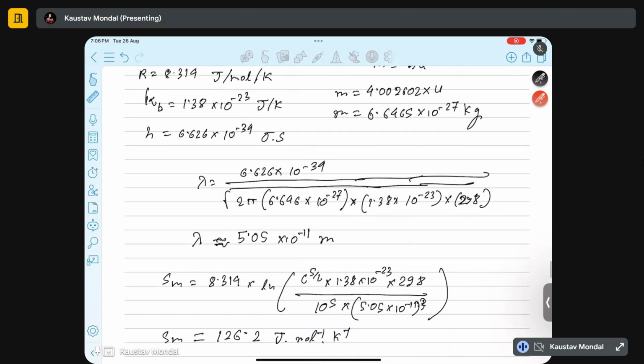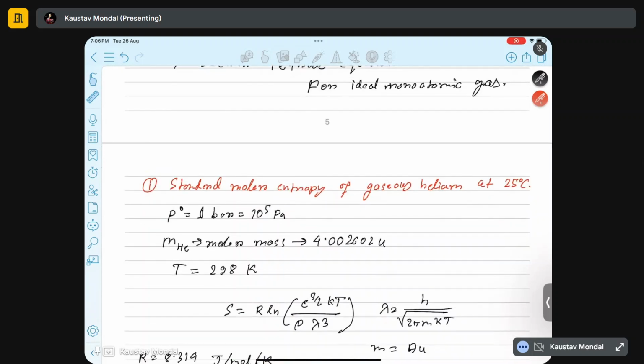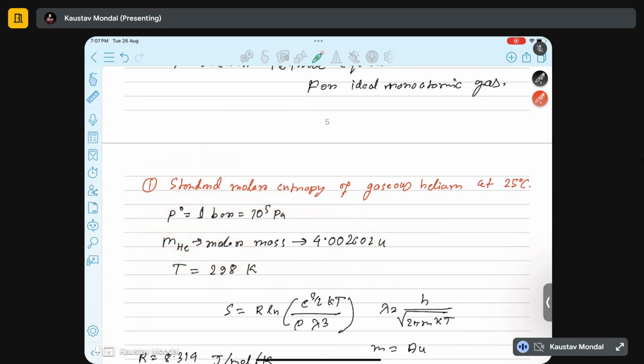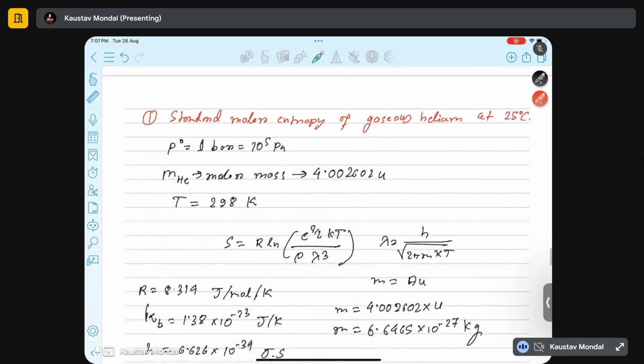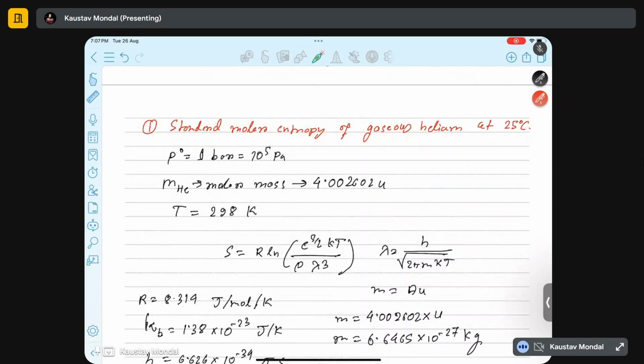So anyway, how we are calculating, depending upon the problem: first, you have to find out what variables are supplied, the pressure, mass, the temperature. Here the problem mentions standard, so you can use the standard atmospheric pressure, that is 1 bar, equal to 10 to the power 5 Pascal. Then the mass of helium that is supplied in the problem is 4.002602 atomic mass unit. Temperature is 25 degrees centigrade, in Kelvin. So from the description of the problem, the pressure and the temperature are supplied.